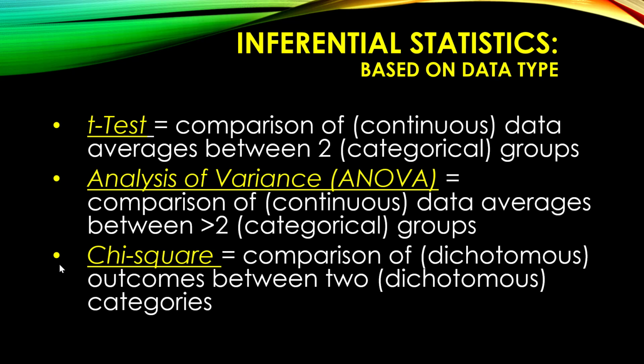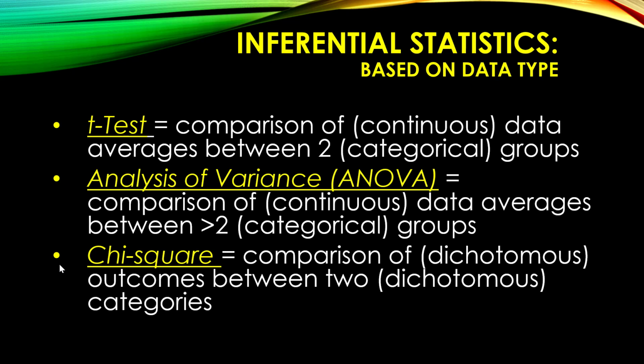And ANOVA is when we're comparing continuous data averages between more than two groups. So let's say we have the Mediterranean diet, the zone diet, and the Atkins diet now. A t-test only does two groups. You can only look at two groups at once. Whereas in ANOVA, you can have three different groups with three different diets, or four, or five. And so it's just like a t-test. If you ran an ANOVA with only two groups, you'd get the same result as a t-test.